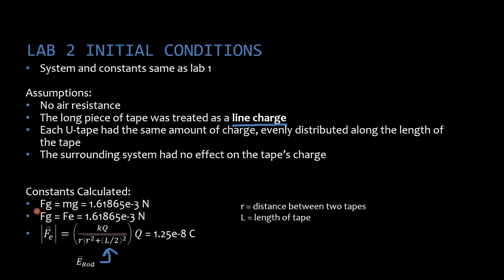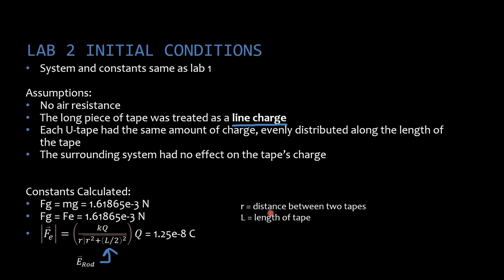Now I used the constants F, G for the force of gravity: mass times gravity, and got 1.61 times 10 to the negative third newtons, which was coincidentally what I set equal to the force of the electric field, because they needed to cancel each other out. Then I used this formula for the electric field of a rod to find the charge, 1.25 e to negative 8 coulombs. That would allow me to cancel out my force of gravity and force of the electric field in the computational model that I will show shortly.